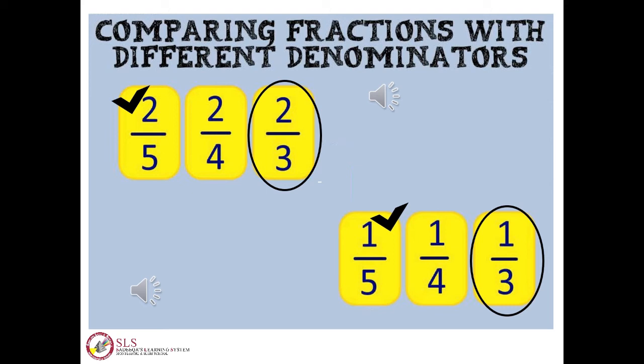Come to second example, and fractions are 1 by 5, 1 by 4 and 1 by 3. Look at the denominators. Denominators are different and on the basis of different denominators, fractions are compared. After comparing the fractions, we have to tell which fraction is greatest and which fraction is smallest. Then we have to encircle the biggest fraction and tick the smallest one. As you can see in the example, 1 by 3 is the greatest fraction, so there is a circle around it. And 1 by 5 is the smallest fraction, so there is a tick on it.